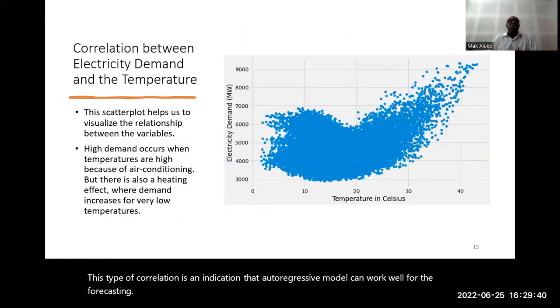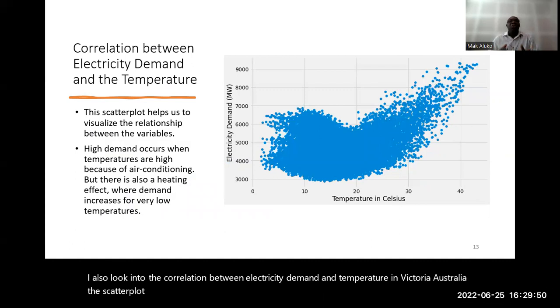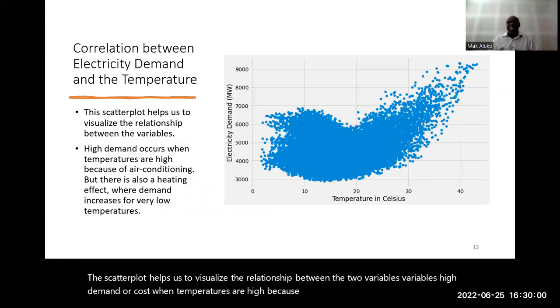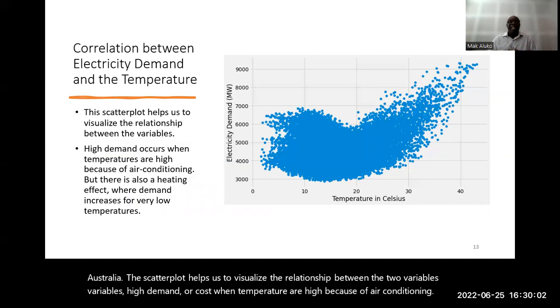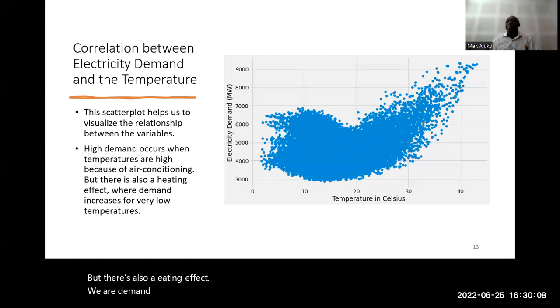I also look into the correlation between electricity demand and temperature in Victoria, Australia. The scatter plot helps us to visualize the relationship between the two variables. High demand occurs when temperatures are high because of air conditioning, but there's also a heating effect where demand increases for very low temperatures.